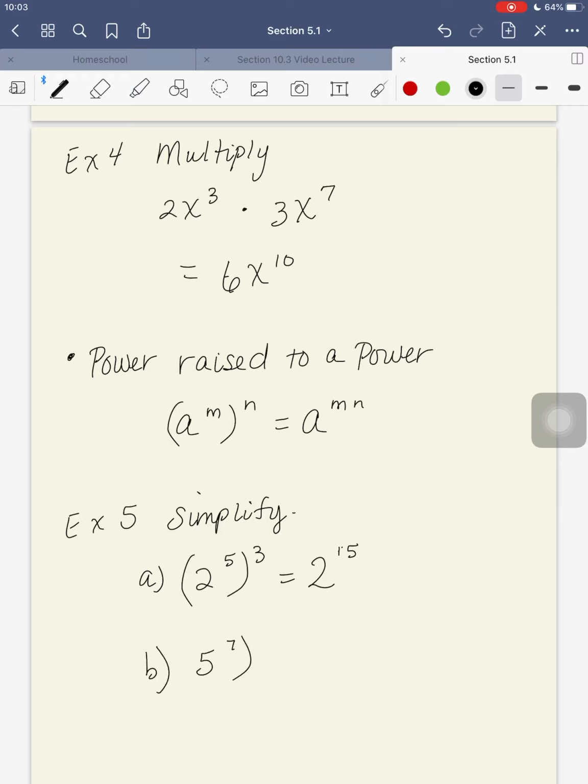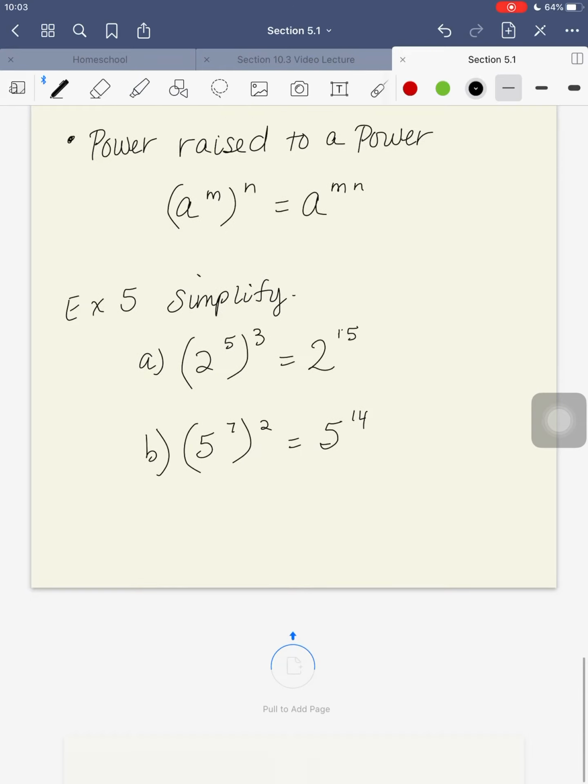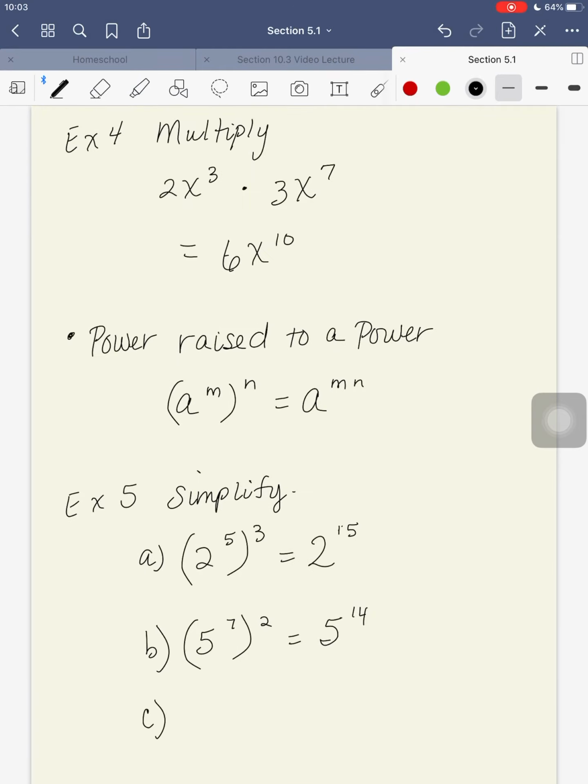5 to the seventh raised to the second power. Multiply, 5 to the 14th. X to the second power raised to the fifth power is x to the 10th power.